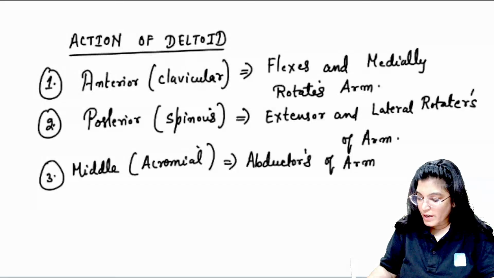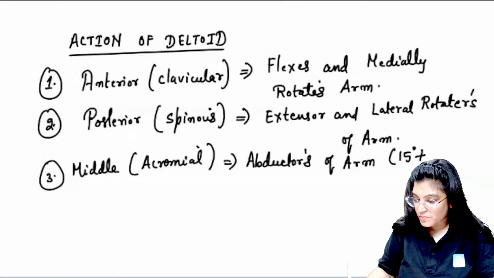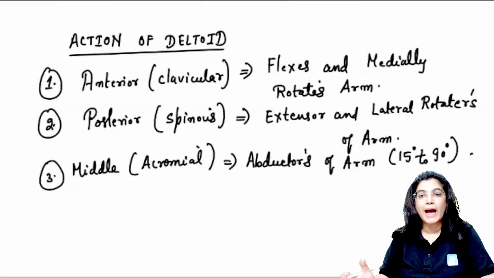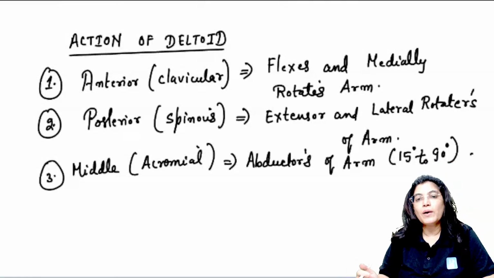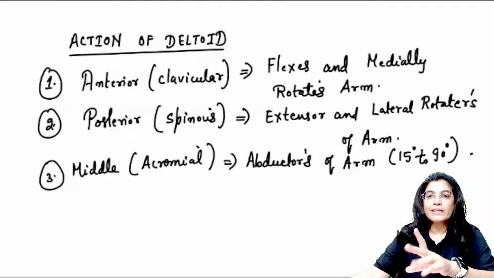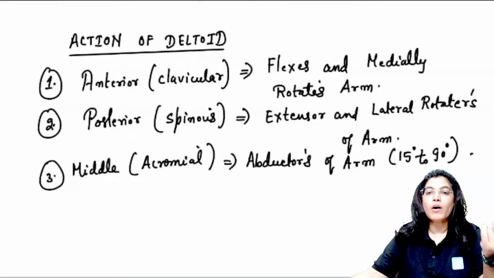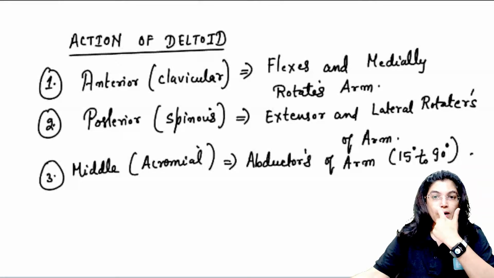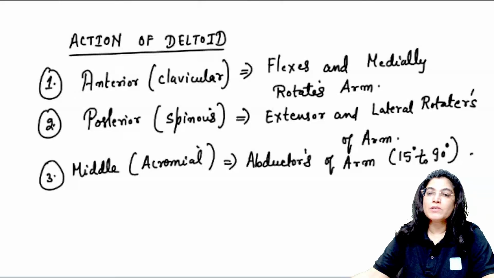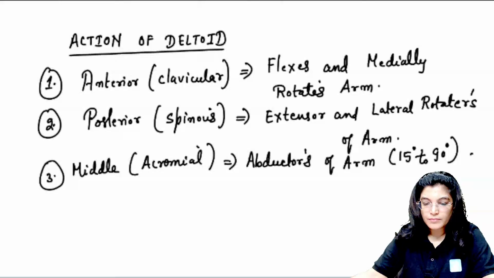When I use the word abduction of arm, that means it causes 15 to 90 degree of abduction, because initiation of abduction is the action. 0 to 15 degree of abduction is done by the supraspinatus muscle. 15 to 90 degree of abduction is done by the middle or acromial fibers of deltoid, and overhead abduction is done by lower fibers of trapezius muscle acting along with the serratus anterior muscle. Okay, so this is a very important point.